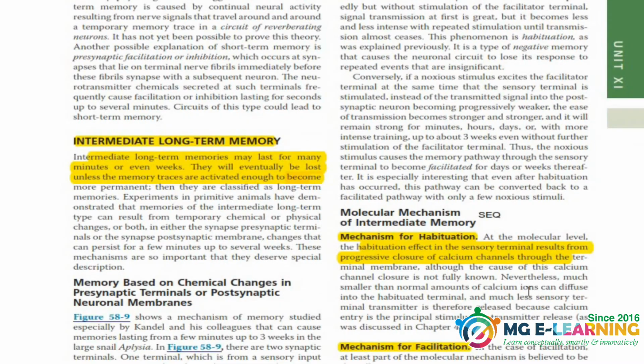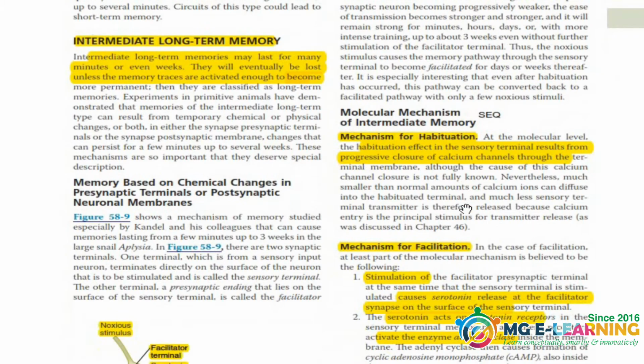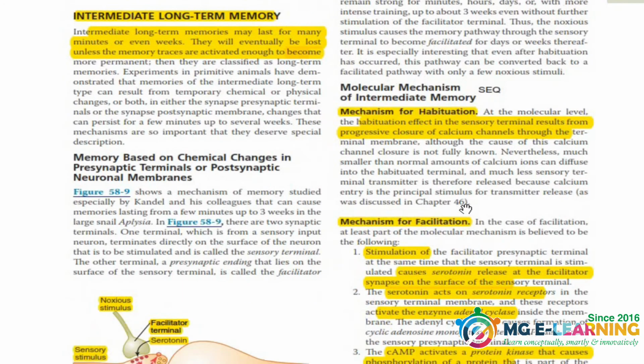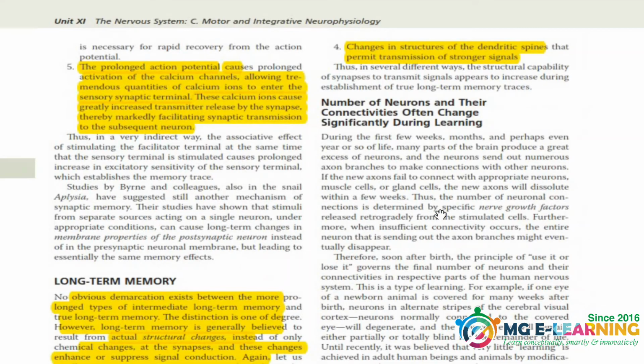This is intermediate long-term memory. Then from intermediate long-term memory, the molecular mechanism is also another SEQ. You have to know the mechanism of habituation and mechanism of facilitation. This is important for your SEQ, and it also has some important points for MCQs. This diagram is with this mechanism of facilitation, so you have to do this from this diagram.